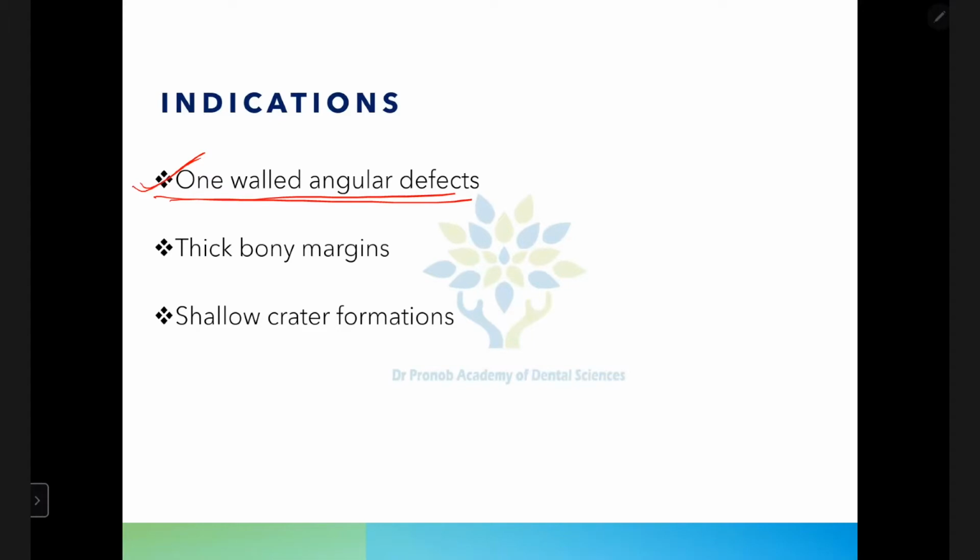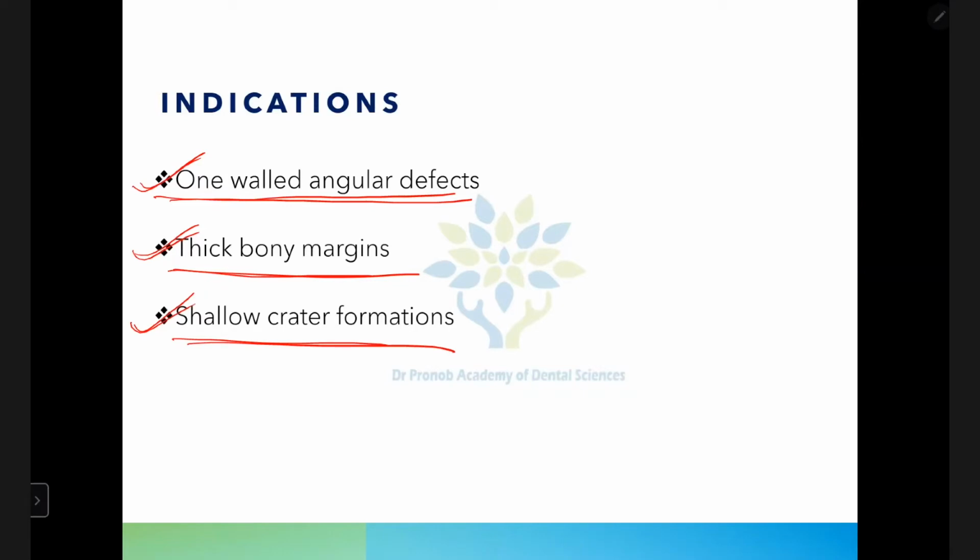So in case of one-walled angular defects, we need to go with this resective osseous surgery. If there are thick bony margins, we need to remove some amount of bone. So again, we need to perform the resective osseous surgery. If there are shallow craters, these are all the indications of the resective osseous surgery.